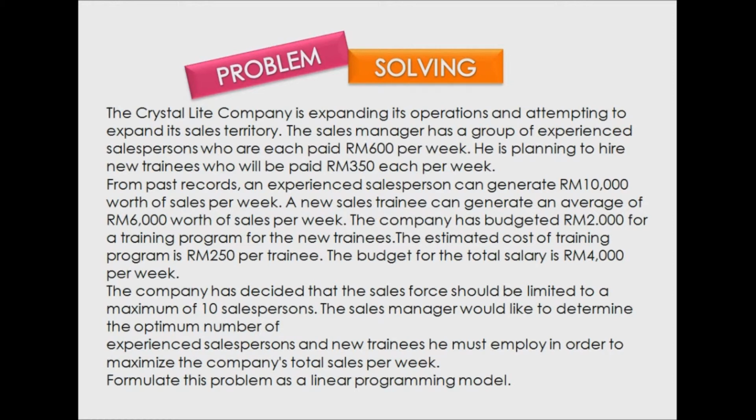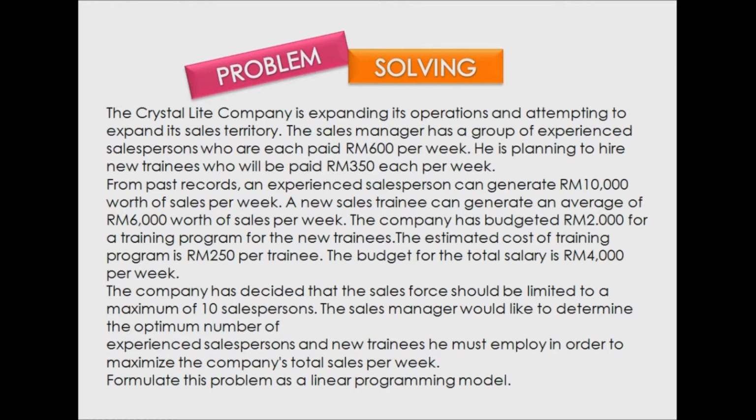The company has budgeted 2,000 for a training program for the new trainees. The estimated cost of the training program is 250 per trainee. The budget for the total salary is 4,000 per week. The company has decided that the sales force should be limited to a maximum of 10 salespersons. The sales manager would like to determine the optimum number of experienced salespersons and new trainees he must employ in order to maximize the company's total sales per week. Formulate this problem as a linear programming model.